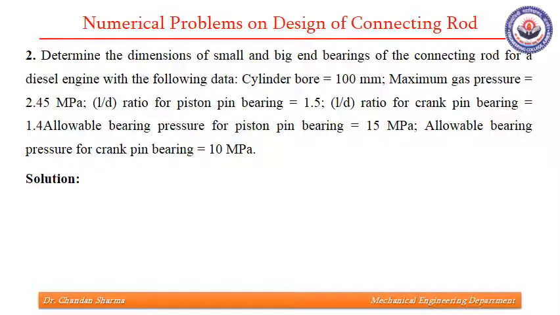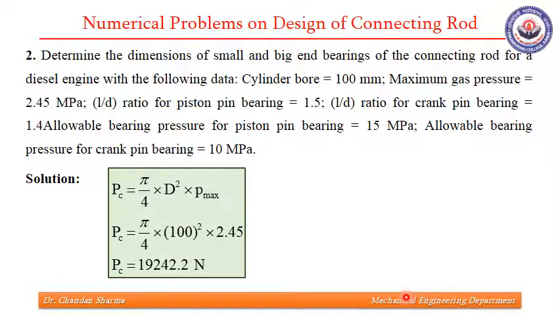And the data are given to us. Here we are fortunate that the L/D ratio for the piston pin and crank pin bearing is given to us, and the bearing pressure is also given to us. If they are not given in the question, we are supposed to assume the same, and in that, the data book will be of great help. Let us try to solve this question.